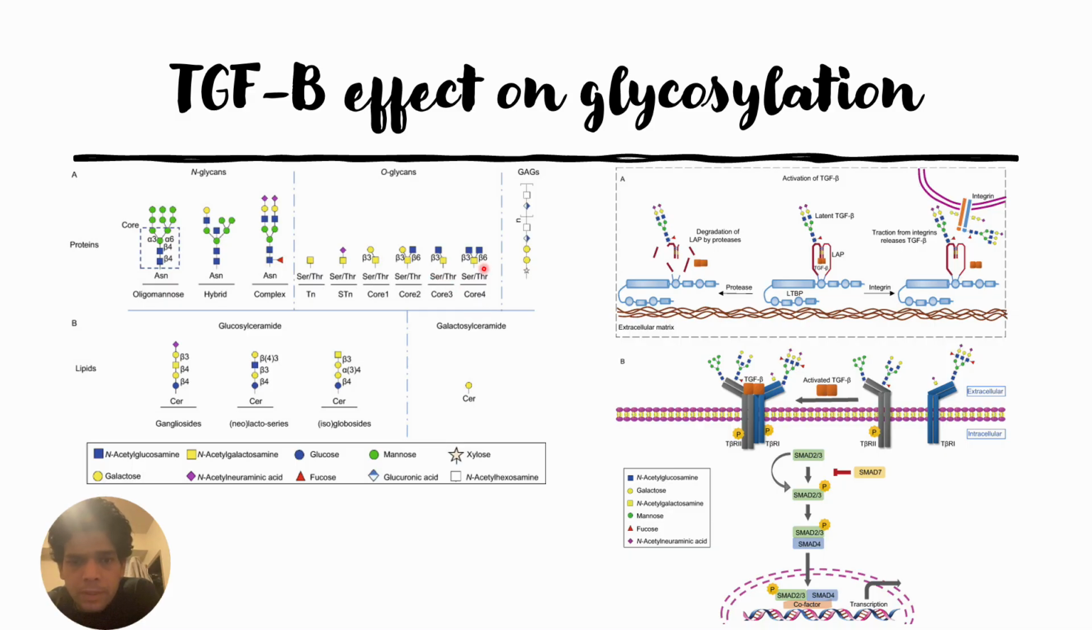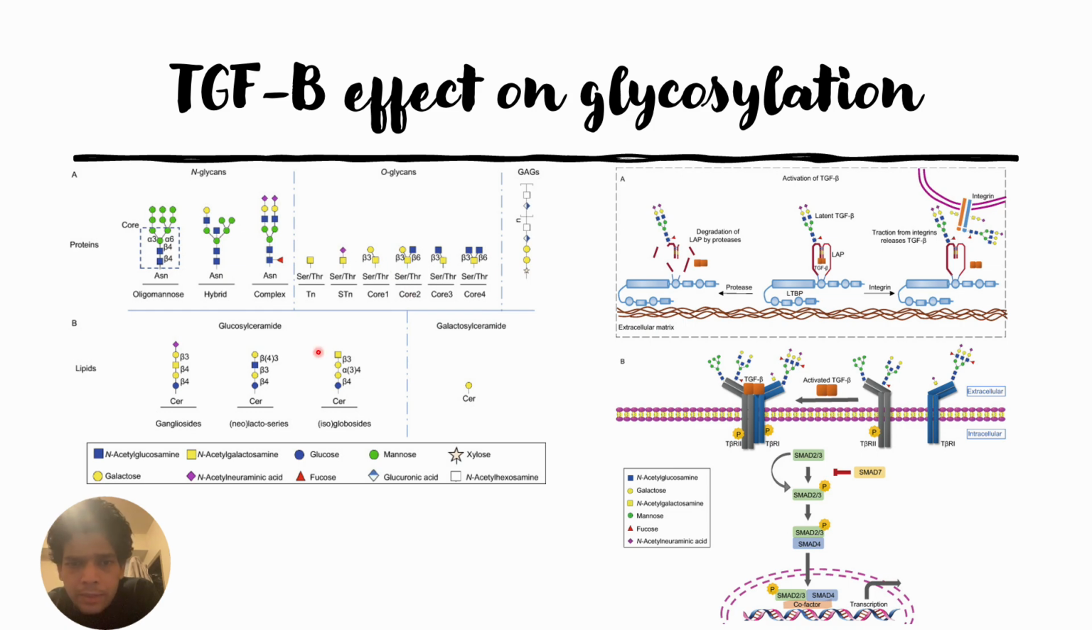For the core 3 structures, only N-acetylglucosamine is attached through a beta 1,3 bond. And in core 4 structures, the N-acetylglucosamine is attached to galactose through both the beta 1,3 and beta 1,6 linkages. So these are the different kinds of N-glycans and O-glycans that are formed.